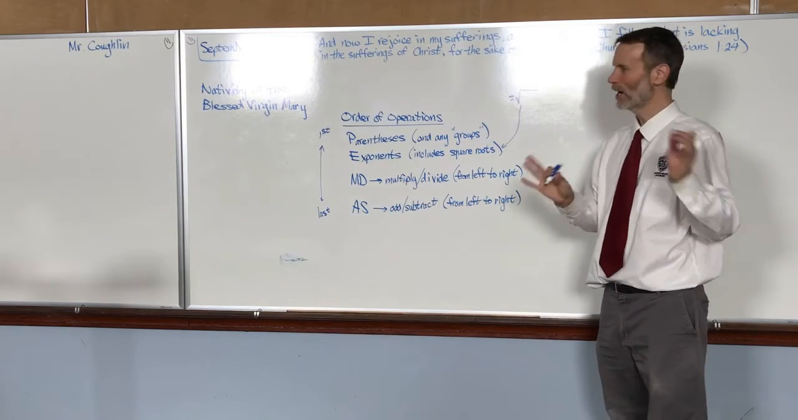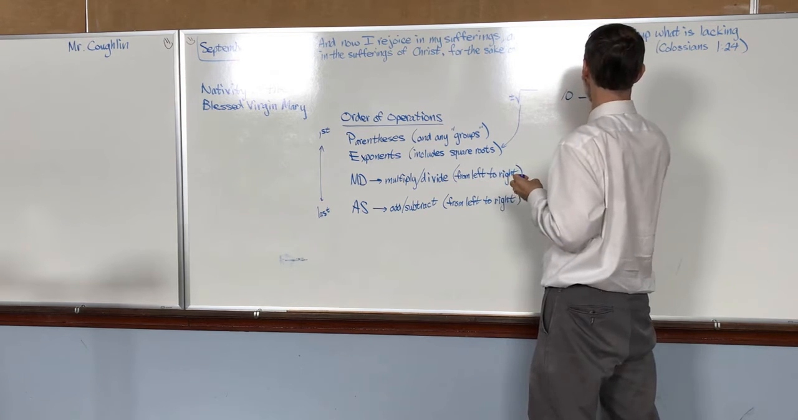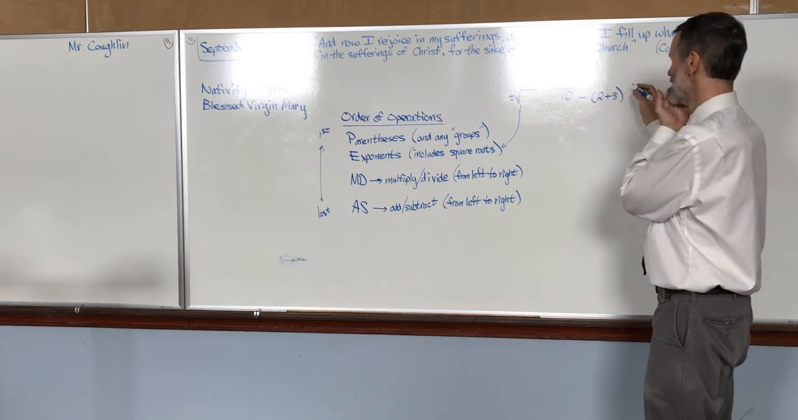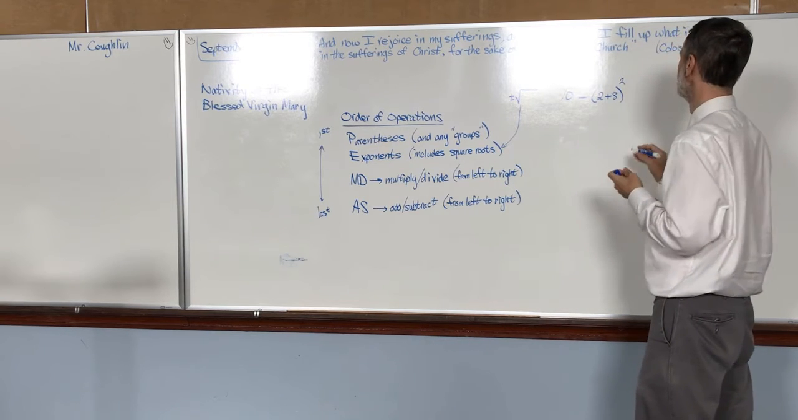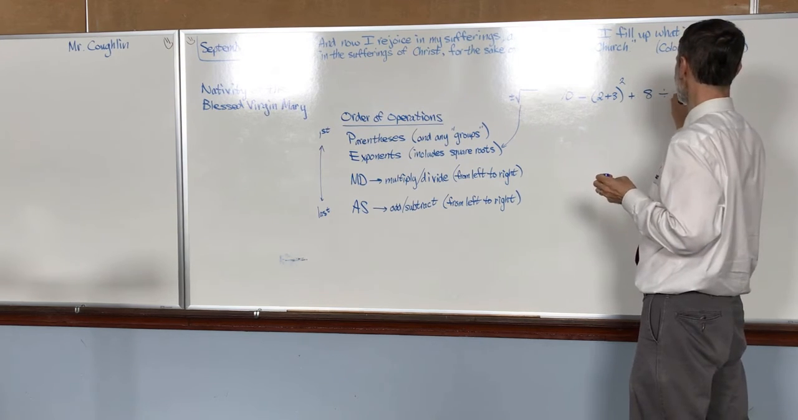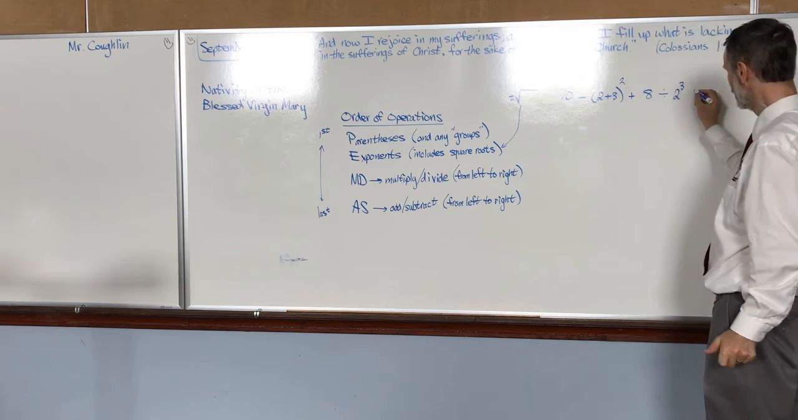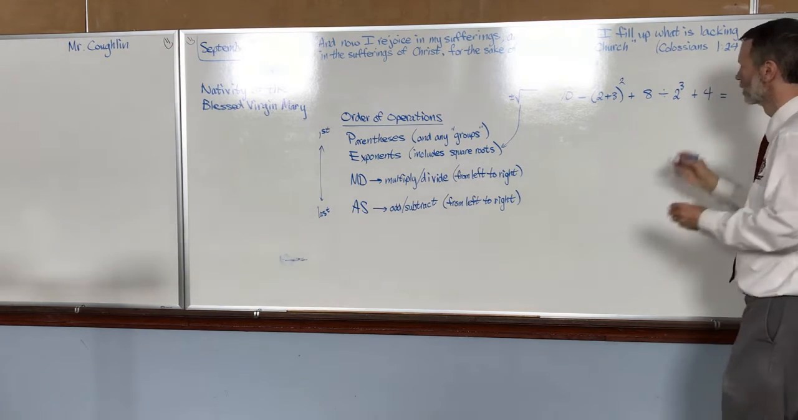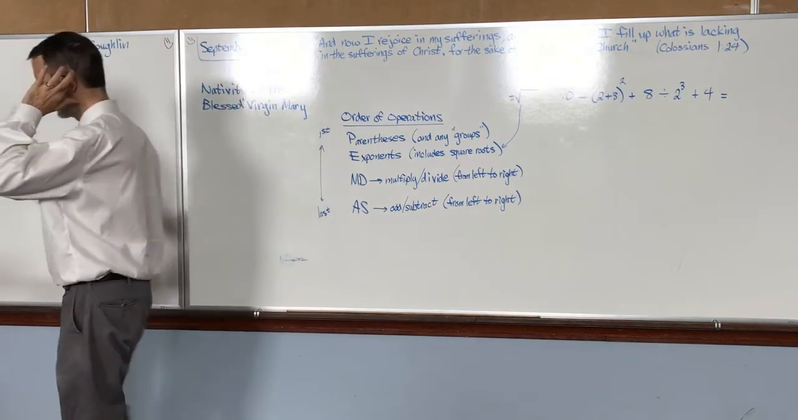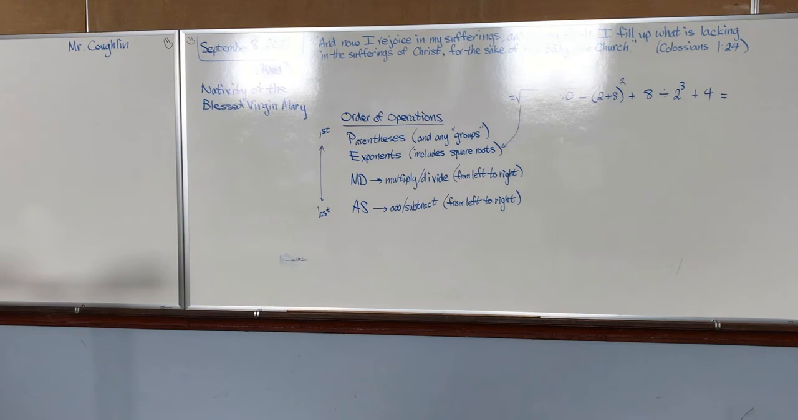Okay. Let me try one. We're going to have 10 minus parentheses 2 plus 3 parentheses squared plus 8 divided by 2 cubed plus 4. So I want to see if we can get the correct answer. Doing it in the wrong order will actually give you the wrong answer. It will give you a very weird answer that may be wrong.